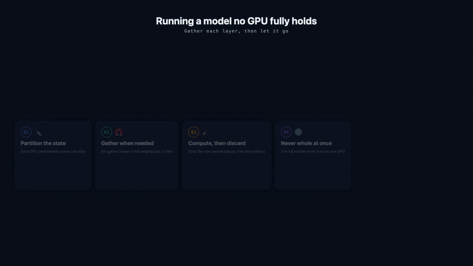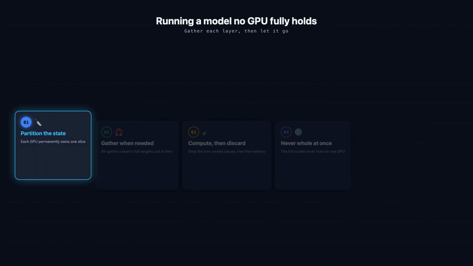So how does a model actually run when no GPU holds all of it? Watch the loop carefully. Start by splitting the parameters, gradients, and optimizer state into slices, and give each GPU permanent ownership of exactly one slice. Nobody stores the full set, only their assigned fraction of every layer in the network.